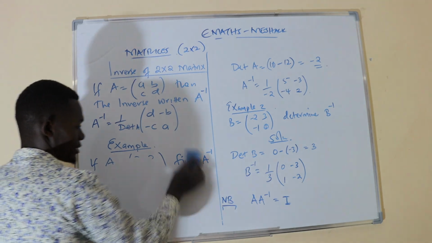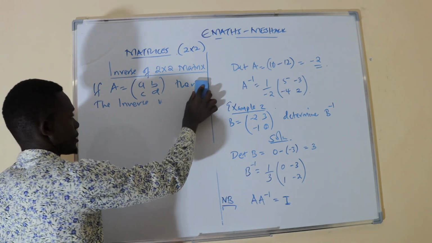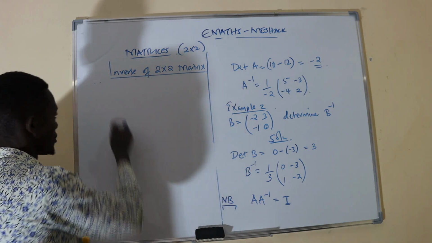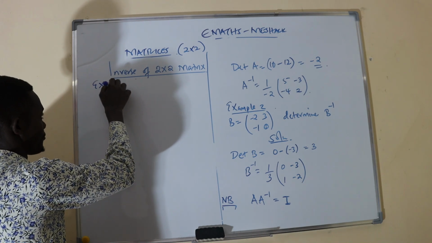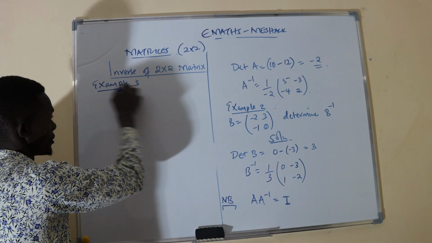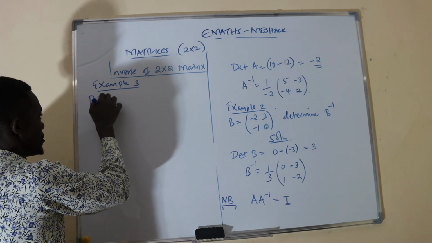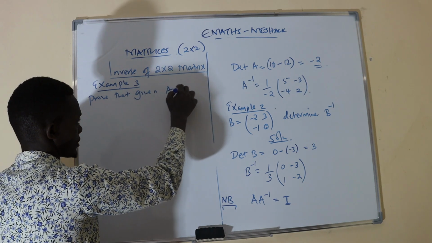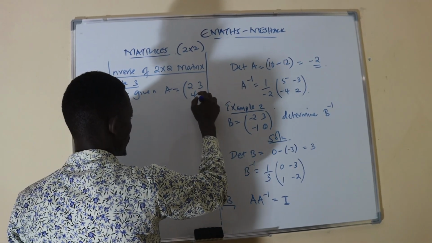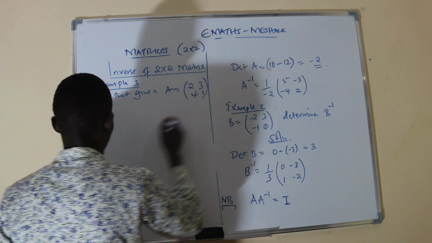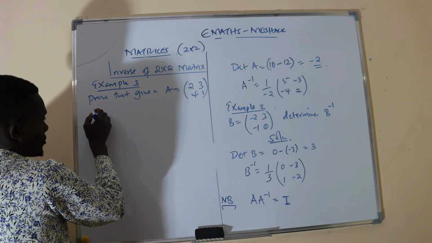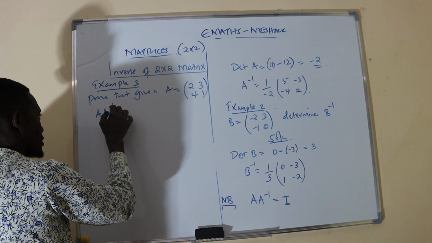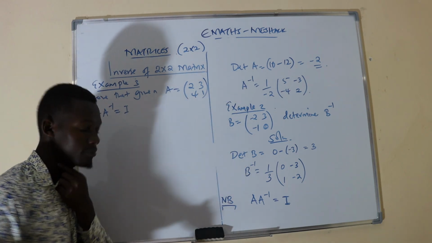So you can have a very quick example here. Let's say example 3. Prove: you are given A as a matrix 2, 3, 4, 1. Suppose you are given a matrix A. You prove that A times A inverse is the same as the identity matrix.